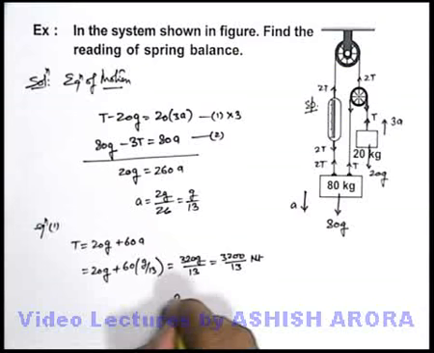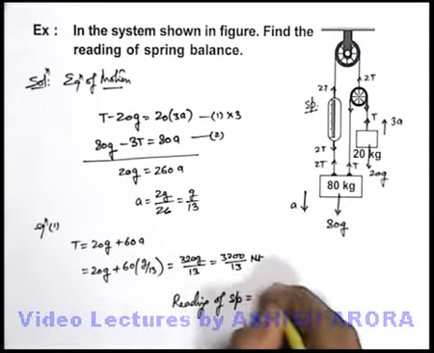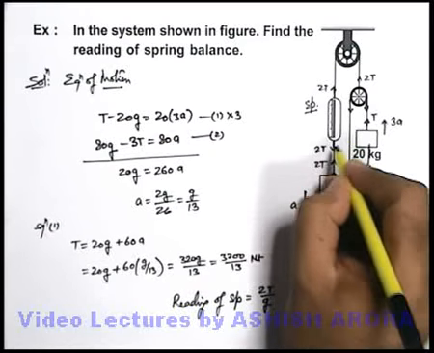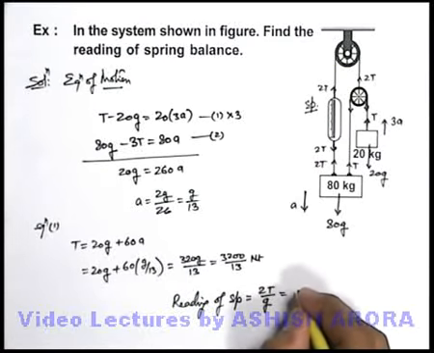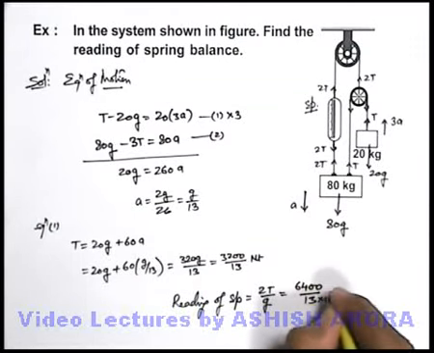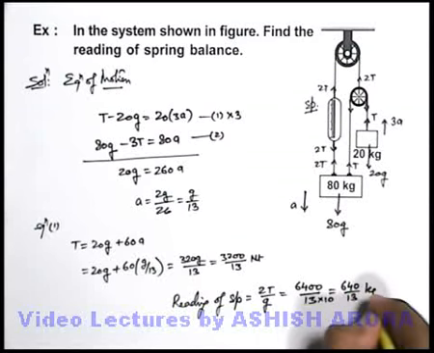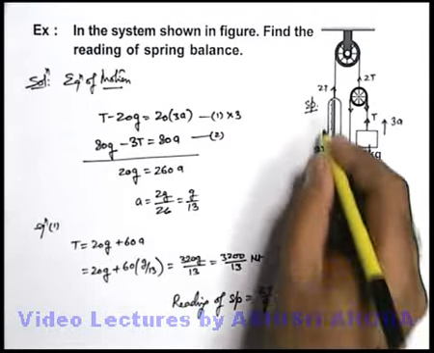But if we talk about the reading of a spring balance, the reading of a spring balance will be equal to 2T upon g, because the tension in the string in which the spring balance is connected is 2T. So here it will give us 6400 divided by 13 multiplied by 10. So this will give us 640 by 13 kilogram. This will be the answer to this problem, which is the weight shown or the reading shown by the spring balance.